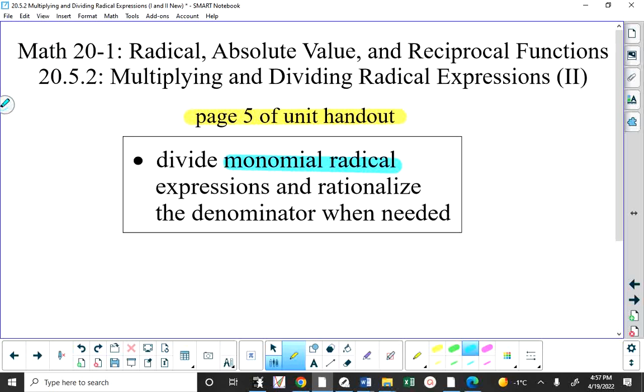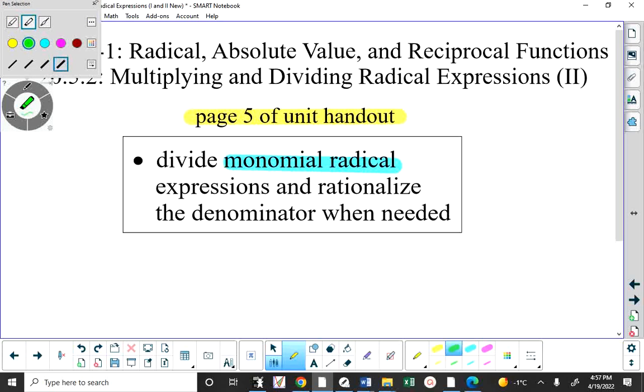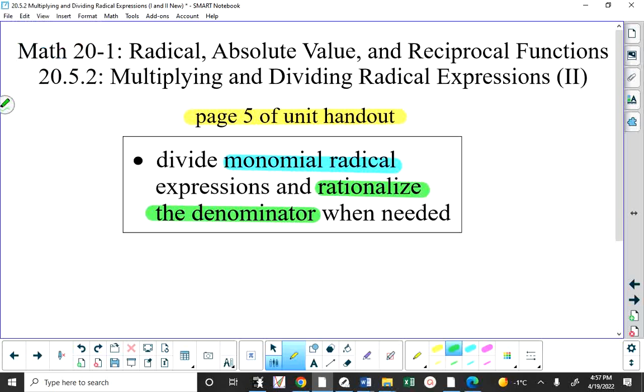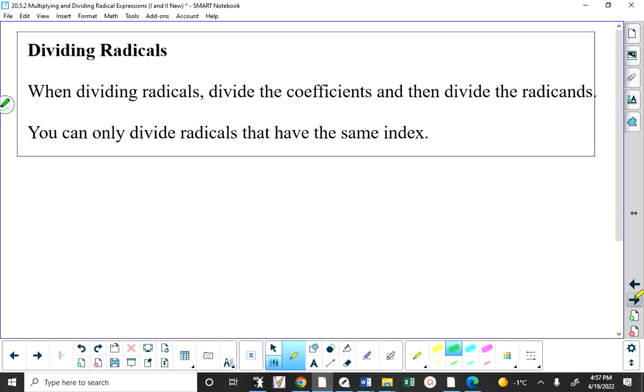We're also going to be looking at something different though today, which is called rationalizing the denominator. So there's two kind of goals here. How do we divide radical expressions, and how do we rationalize a denominator of a radical expression? Well, how do we divide radicals? Very simply, we divide coefficients by coefficients and radicals by radicals. Very similar kind of idea to how we multiply radicals.